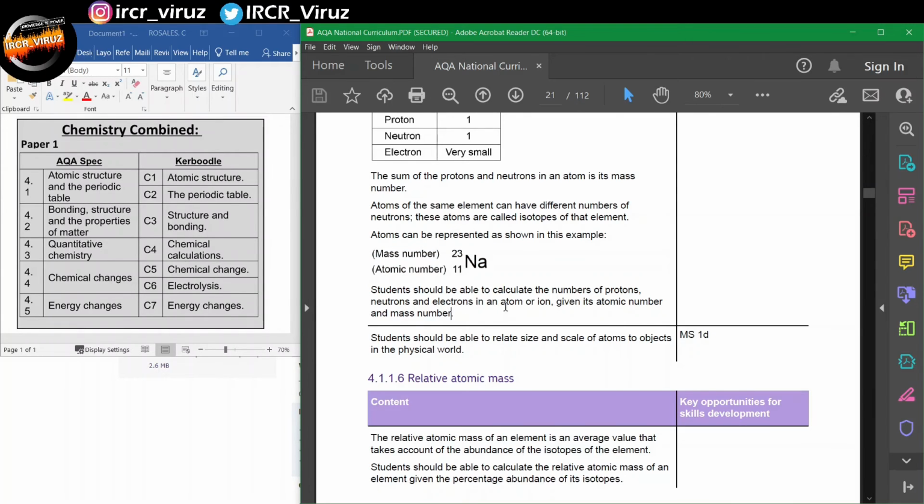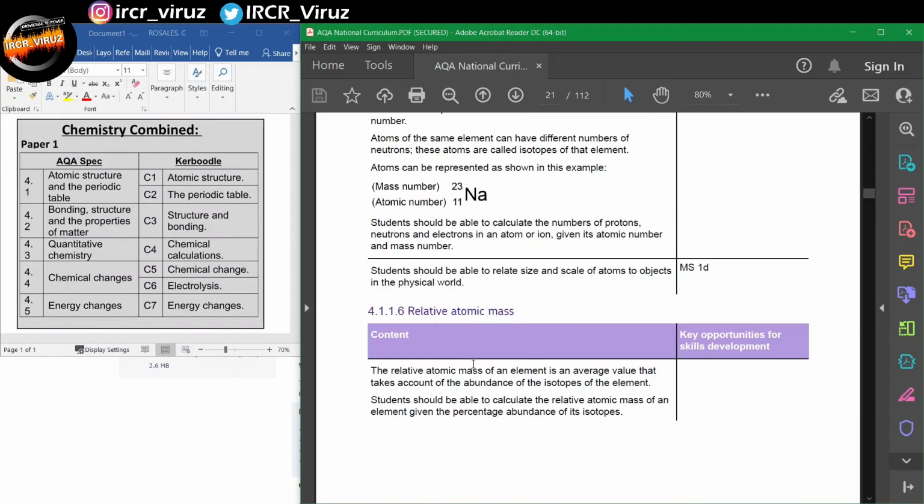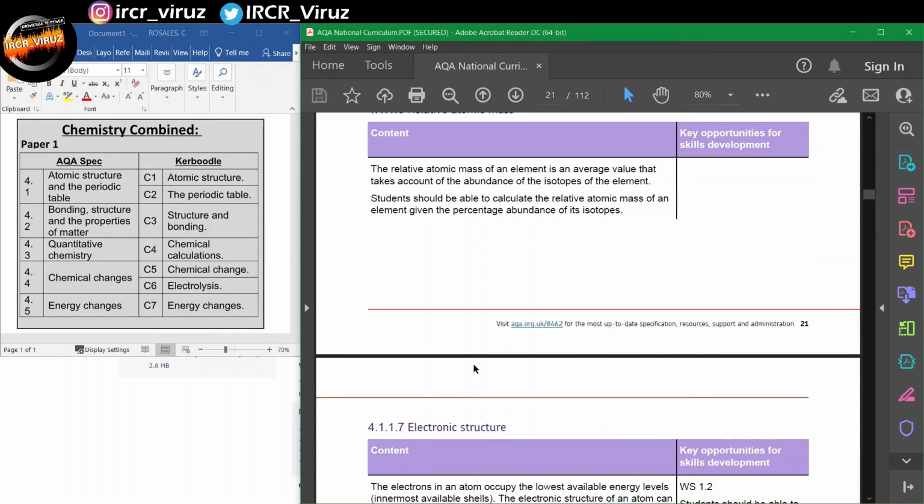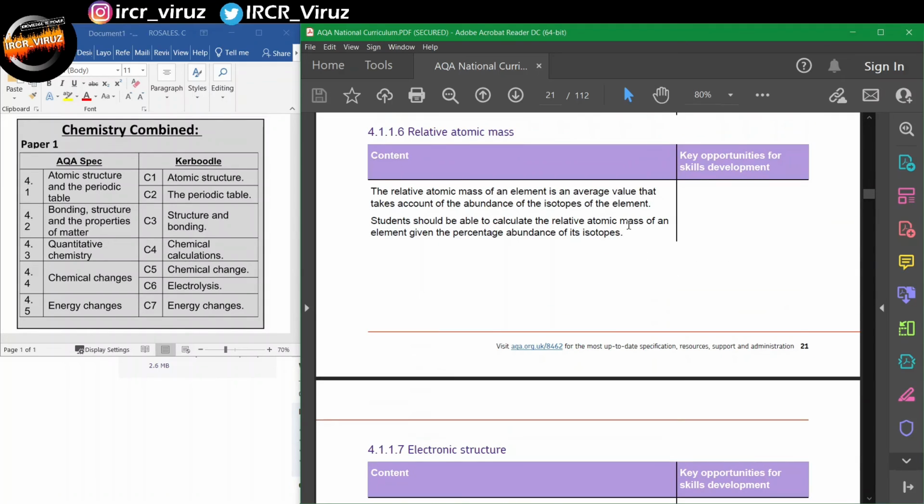Students should also calculate the number of protons, neutrons, and electrons in an atom or an ion, given the atomic number and mass. That's exactly what I just said to you, okay? You might be asked to calculate those. Now, when looking at relative atomic mass, the relative atomic mass of an element is an average value that takes into account the abundance of isotopes in the element. Students should be able to calculate the relative atomic mass of an element and the percentage abundance of an isotope, okay? So first of all, remember that an isotope is an atom of the same element that has a different number of neutrons, okay? A different number of neutrons might slightly change the physical properties, but it will still be the same chemically. There won't be any differences in chemical reactions, okay?